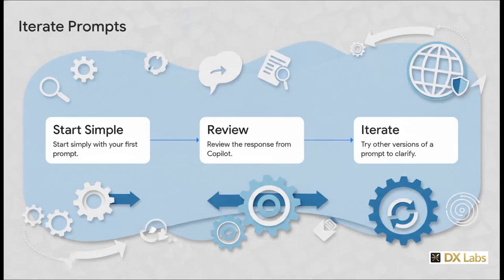And you know what? You're rarely going to get it absolutely perfect on the very first try, and that is completely fine. This brings us to the crucial concept of iteration. Step 1, start simply with your first prompt. Step 2, review what Copilot gives you back. And step 3, iterate and try other versions to clarify what you need. Because Copilot is an LLM-based system, it can actually respond to the exact same prompt in slightly different ways on different days. You just have to continuously refine your instructions, injecting more details from our 4 core elements to get closer to your ideal outcome.